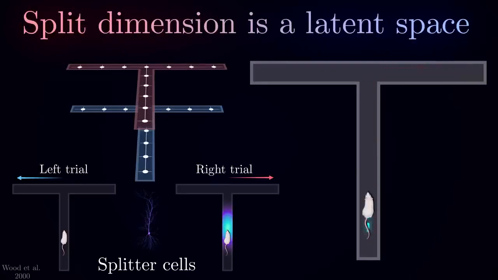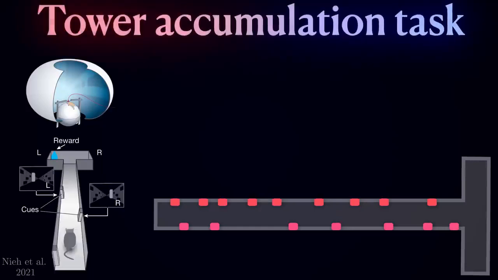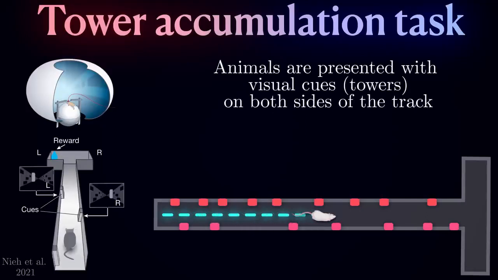There is no light switch that would signal you where to turn. Instead, you need to infer your location in the latent space based on previous observations. Another example includes training the animals to run in a virtual reality and perform what's known as tower accumulation task. Essentially, as they run on the track, they are presented with visual cues on both sides, and at the end of the track, they need to choose whether to turn left or right.